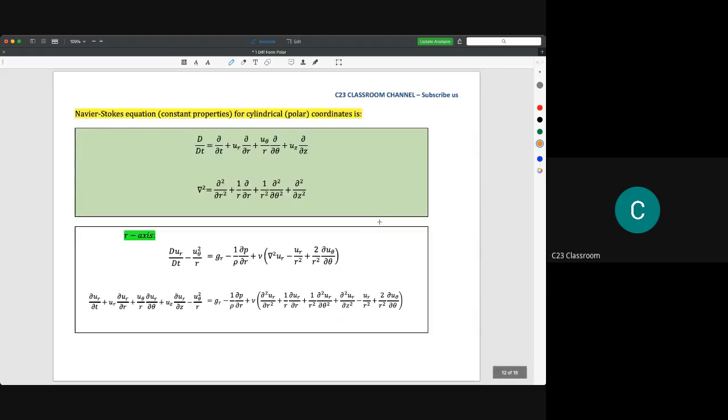And then for the Navier-Stokes equation for cylindrical or polar coordinates, we reserve the explanation because it takes a long time. We exclude it from our syllabus because we have the r-axis, theta axis, and z-axis, and all of them need to be derived separately, because there is a certain reason. So in this situation, we just hope you could remember the Navier-Stokes equation for polar coordinates.